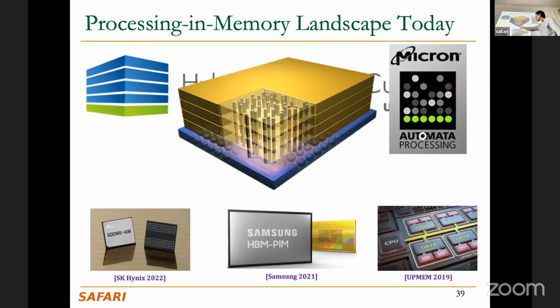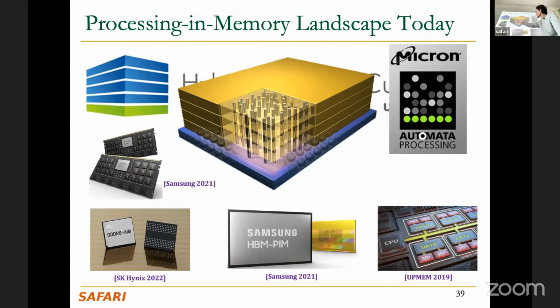And SK Hynix, another major DRAM vendor, is prototyping and probably starting to fabricate a similar thing, but in this case it's based on GDDR6 memory. And another example from Samsung, this one is a little bit different because it's a DIMM-based solution. As you see, it's a normal DRAM DIMM, a DDR4 DIMM, that places a small FPGA or reconfigurable fabric on top of the DIMM in order to compute closer to where the data resides.